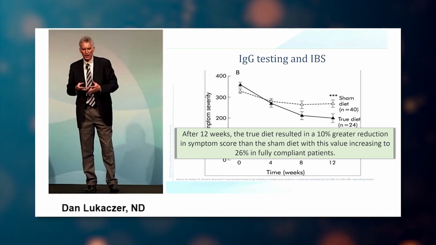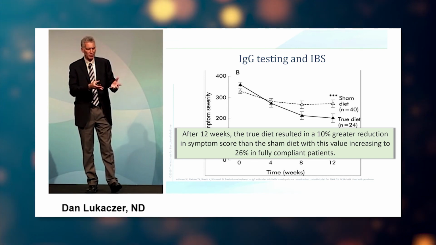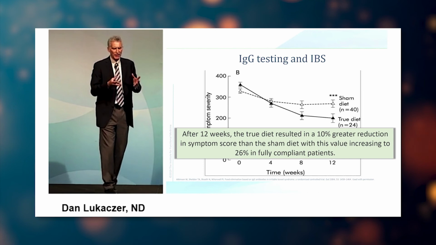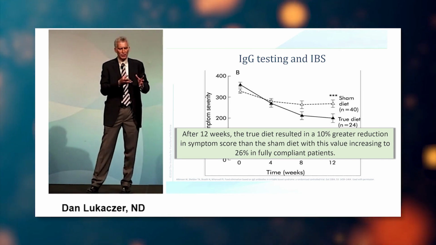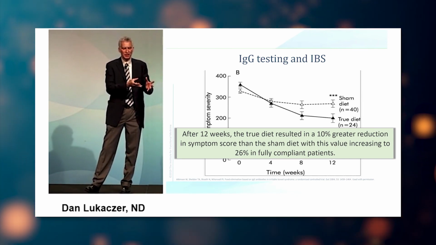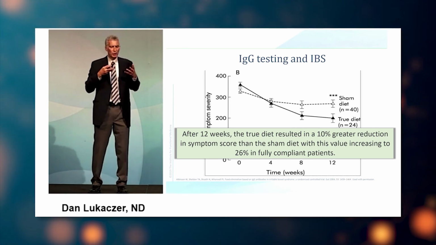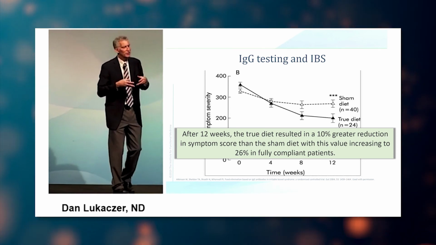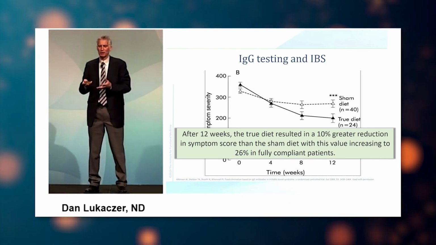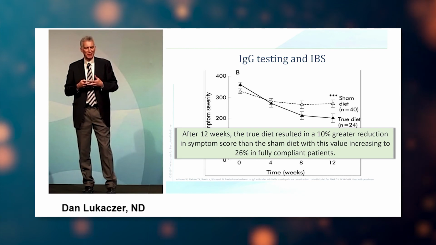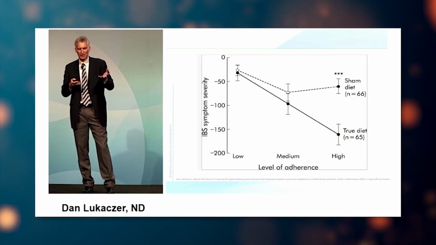This was in 2004. It was a study on IBS patients. With the sham diet versus a true diet, they had some statistically significant improvement of 10%, and then those who stayed compliant longer had even more improvement. So the value increases as the compliance increases.